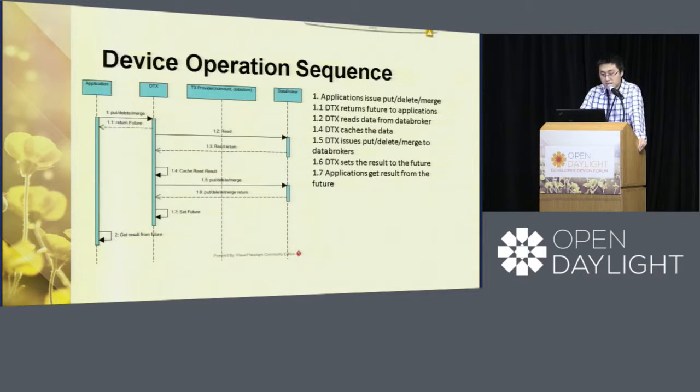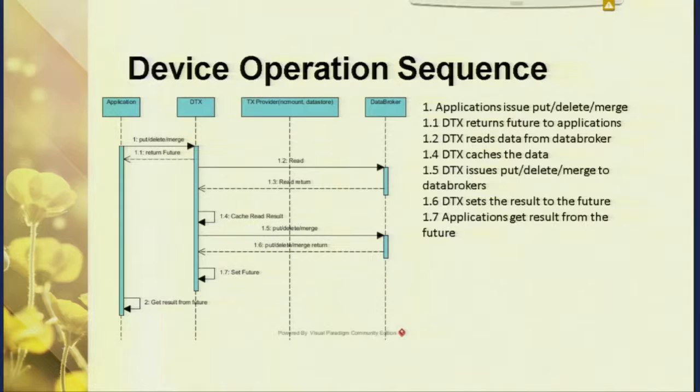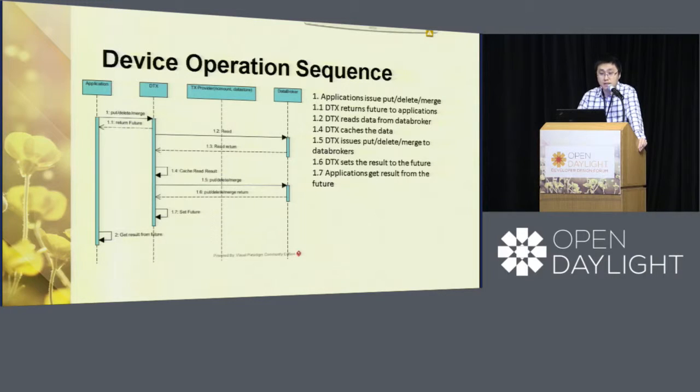So here is another example to show how to do device operations. After the application creates a new transaction, it can operate on those devices. First, the device operation APIs are all asynchronous. The application first issues a put, merge, or delete operation to a device, and of course to a specific data broker too. And DTX will return a future to the application immediately. So the API is asynchronous.